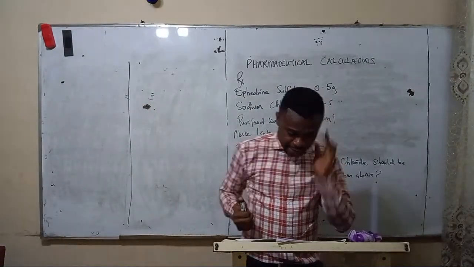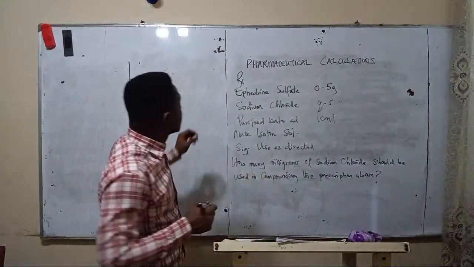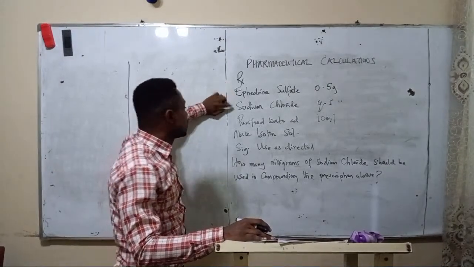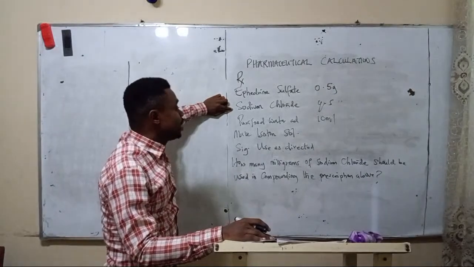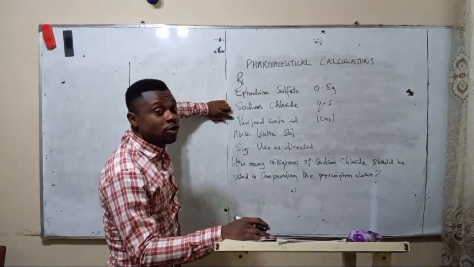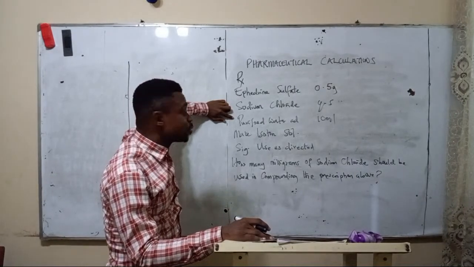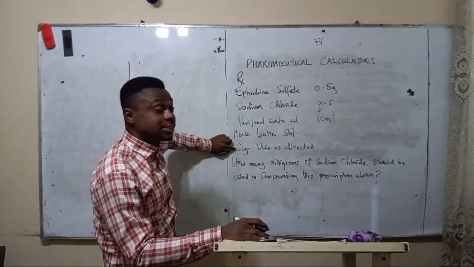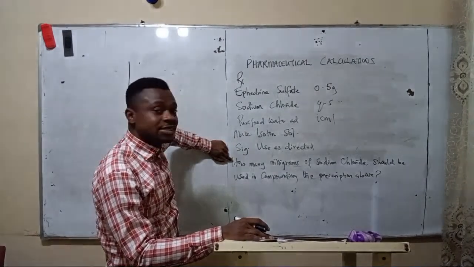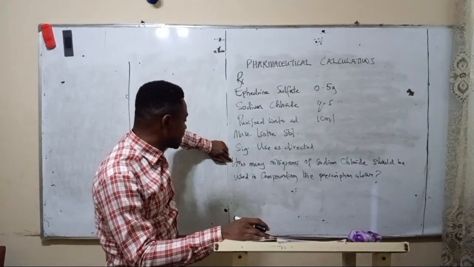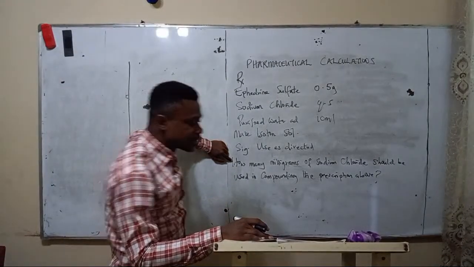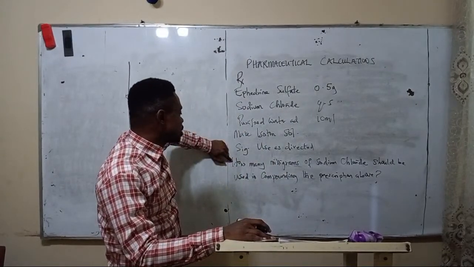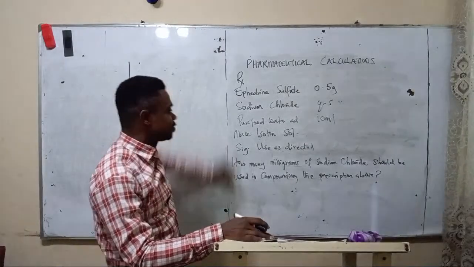The question says: take ephedrine sulfate 0.5 gram, sodium chloride QS, sufficient quantity, purified water add to make 10 ml, make isotonic solution. Signa: use as directed. The question now says, how many milligrams of sodium chloride should be used in compounding the prescription above?